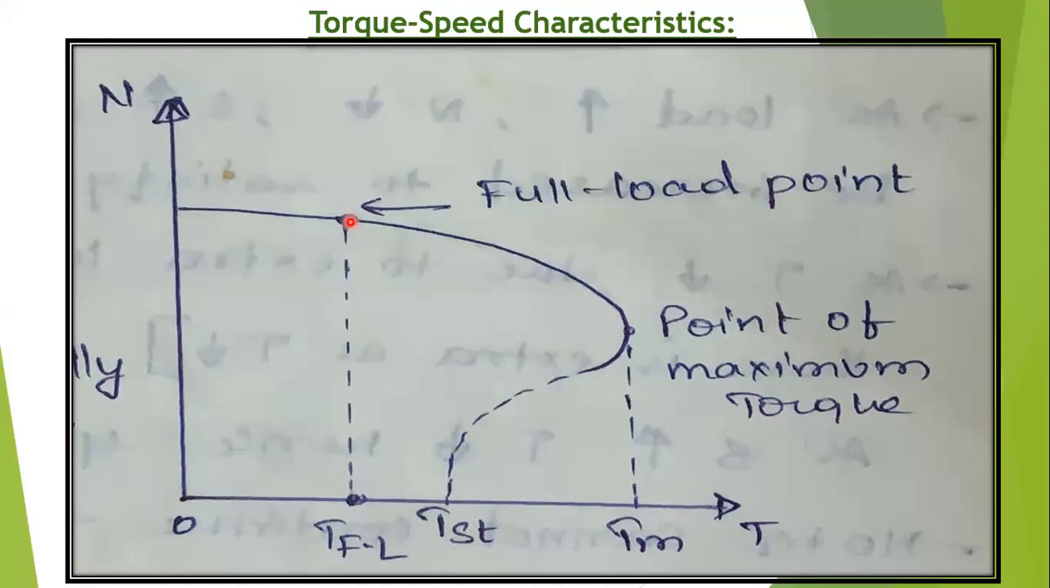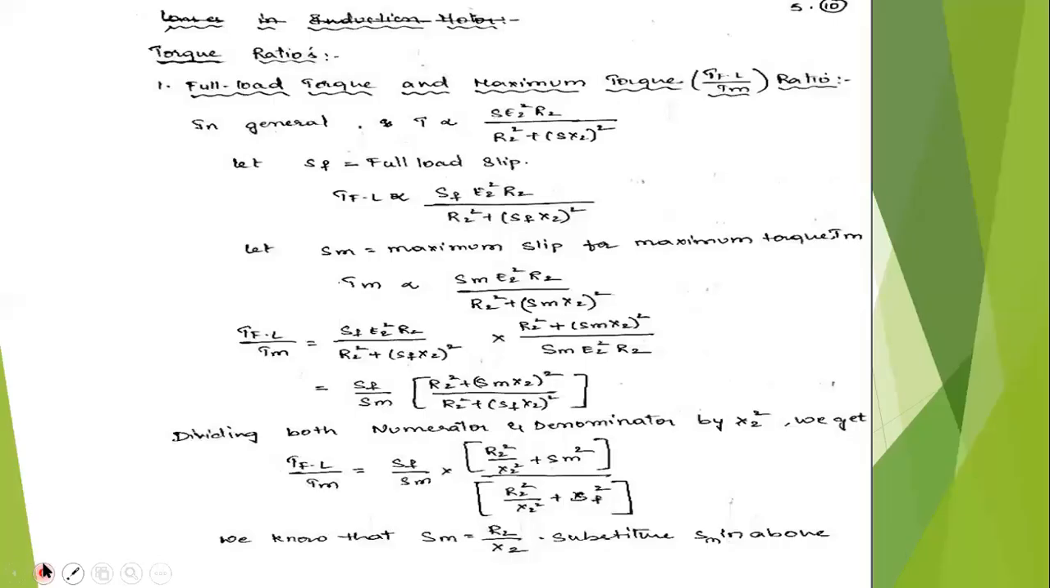The next topic is torque ratios. Here we have different types of torques. Until now what we observed as different types of torque are full load torque, maximum torque, and starting torque, so three different torques. Starting torque means the torque we have at the time of starting.